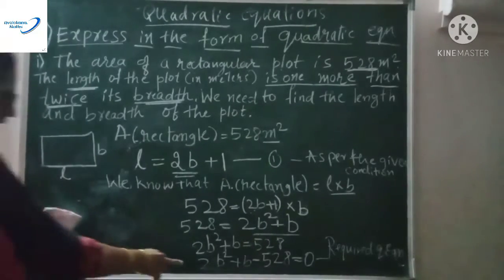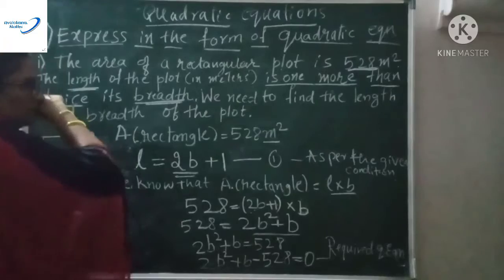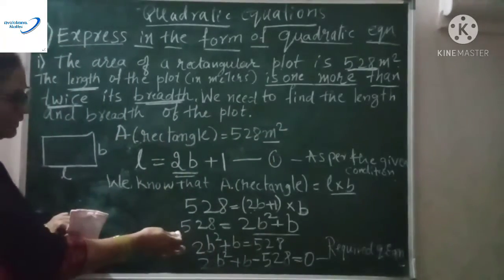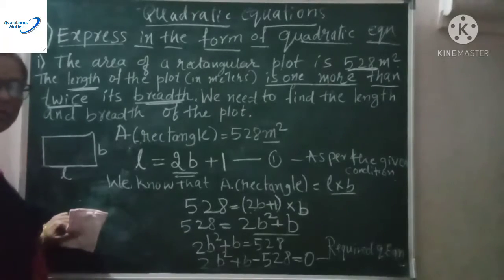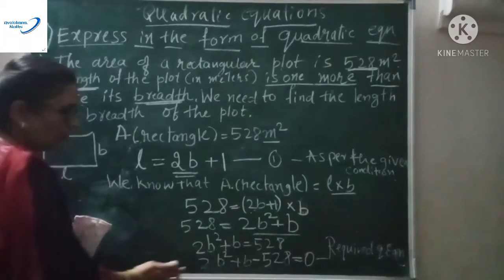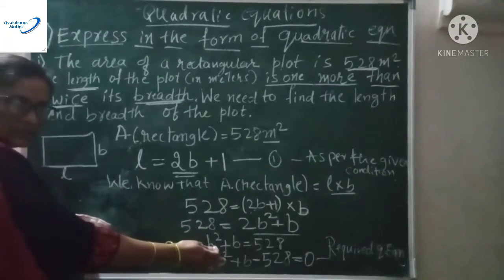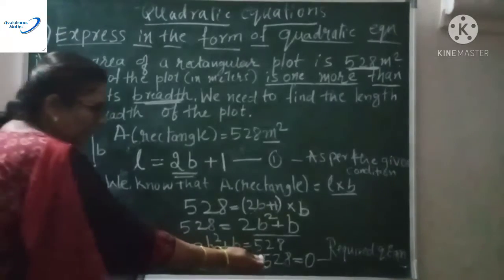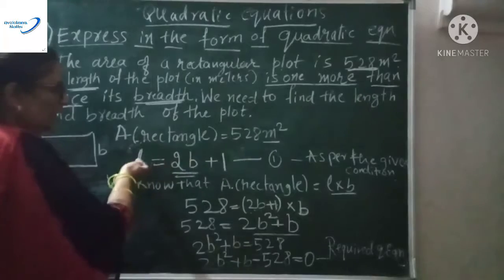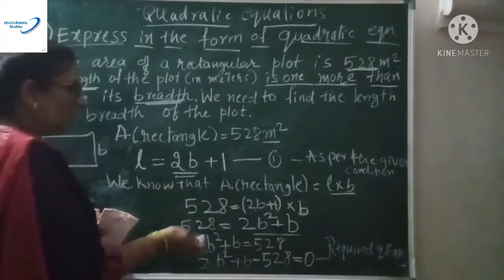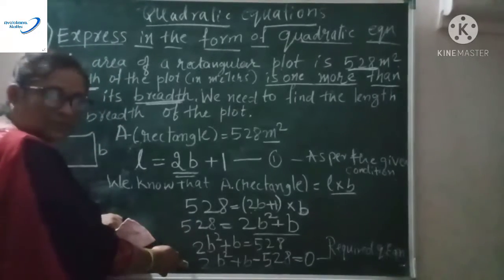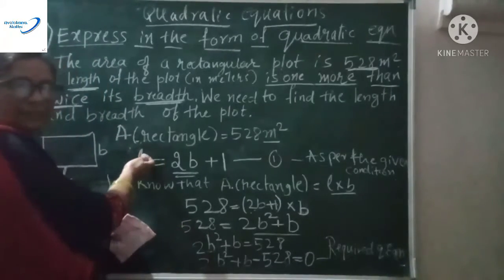Okay, now this is our required equation. Students get confused that we need to find the length and breadth of the plot. It is asked, and here only b is going, that means you are getting the breadth. Once you get the value of b by solving, by factorization method or whatever it is, and if you put the value of b, you will get the length. So don't get confused that you have to write the equation in terms of length also. Either you write it in terms of b, that is breadth, and if you know the breadth it is easy to get the length.